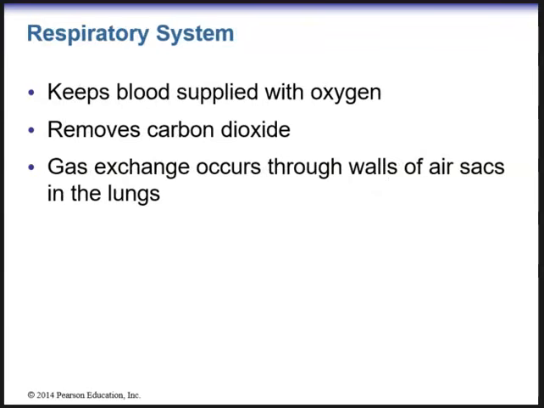The respiratory system. The respiratory system keeps blood supplied with oxygen, and we need oxygen to live. It also removes waste products of metabolism, specifically carbon dioxide. We know that gas exchange occurs through the walls of air sacs in the lungs.